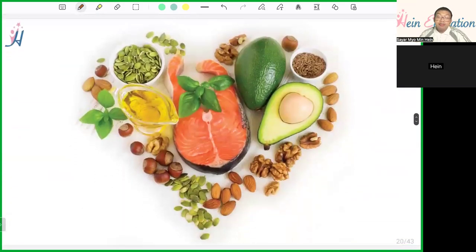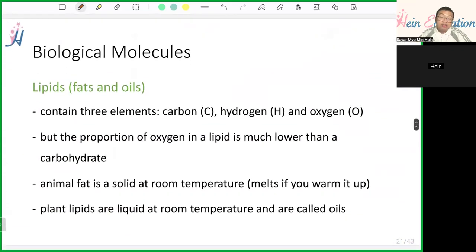Okay, so let's move on to the second biological molecules, which is fats or oils, also known as lipids, right? They again contain three elements: carbon, hydrogen, and oxygen. Similar to carbohydrates, we get carbon, hydrogen, and oxygen, but in fats or lipids, the proportion of oxygen is much lower than in a carbohydrate. And we can also have two different terms.